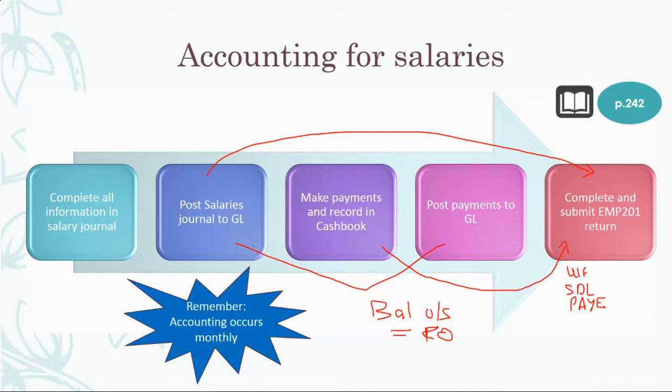Just make a little arrow here so you can see it comes from the cash book. Based on this slide, do you guys have any questions on this? Accounting for your salaries. Remember, accounting for salaries happens on a monthly basis, whereas accounting for wages happens on a weekly or a fortnightly basis, based on the cycle that the company works on. Any questions?